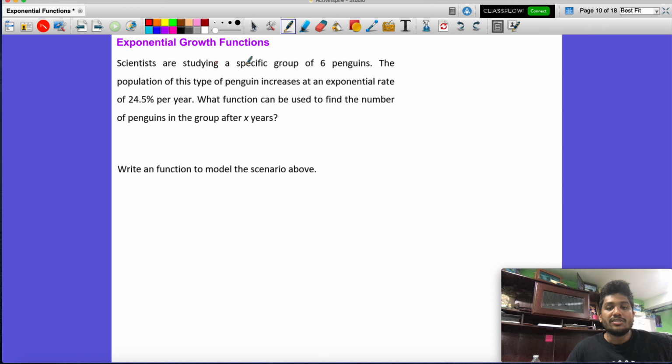So, moving into more conceptual word problems, this is saying that scientists are studying a specific group of 6 penguins. Just imagine 6 little baby penguins walking around.